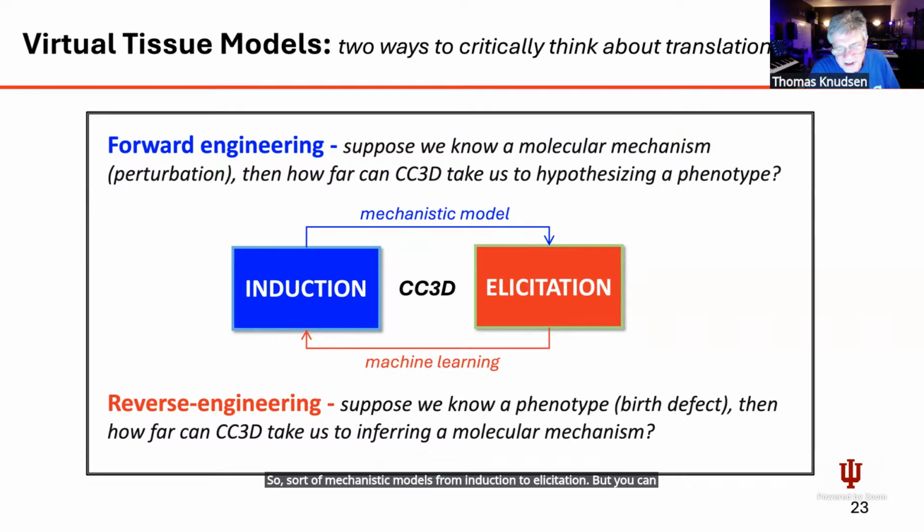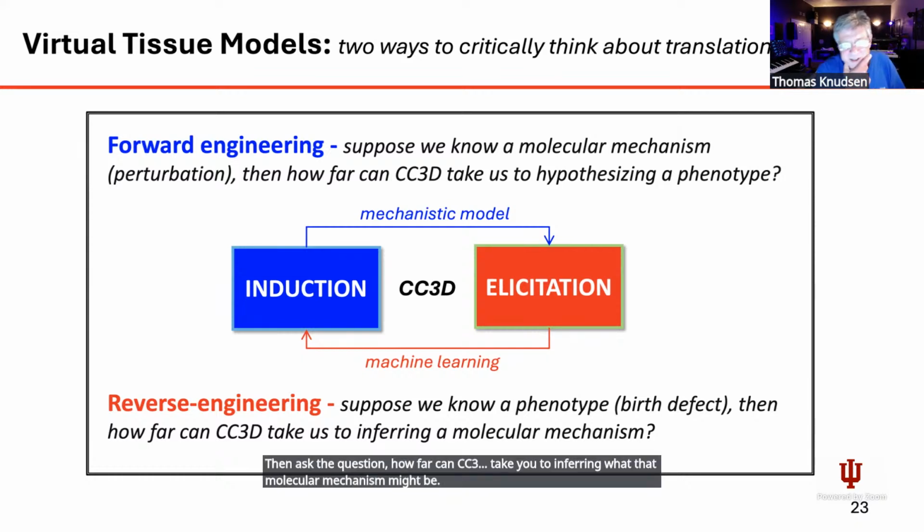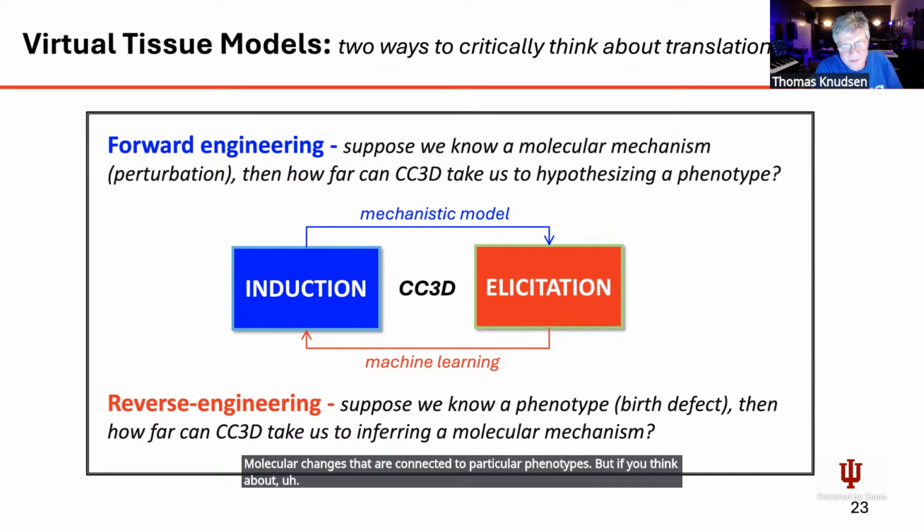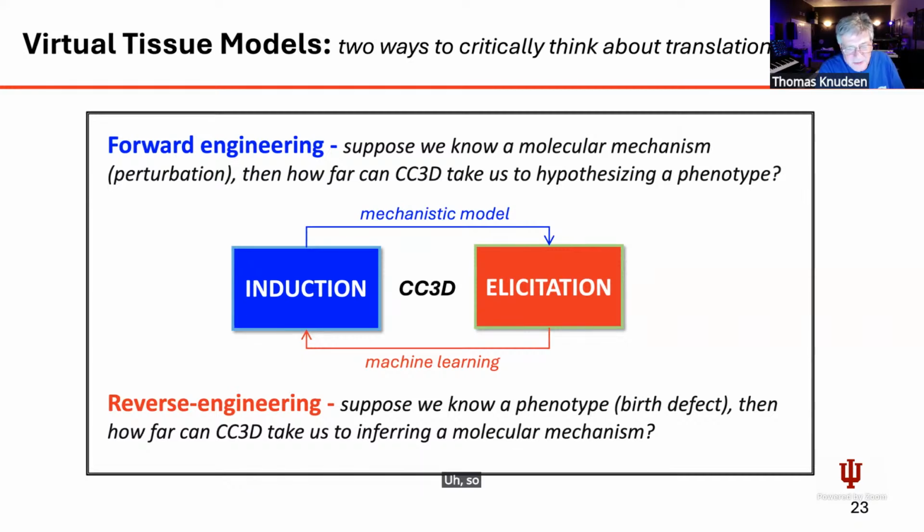But you can also reverse engineer. So you can start with a phenotype. Suppose we know a phenotype, a birth defect or a particular disease. Then ask the question, how far can CC3D take you to inferring what that molecular mechanism might be? This is commonly done right now by machine learning, looking for molecular changes that are connected to particular phenotypes. But if you think about a specific system and you want to work backwards to the molecular level, those types of machine learning predictions can be incorporated into these models to determine the veracity of how well those predict a phenotype.